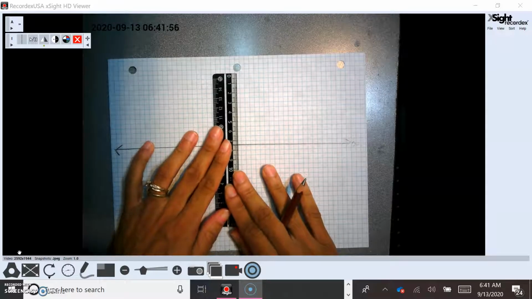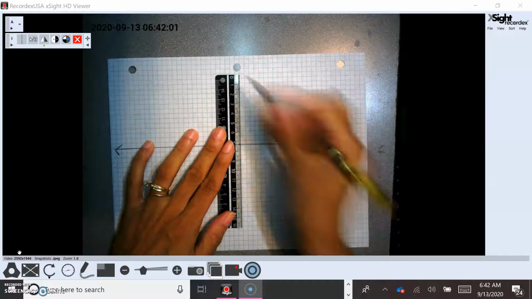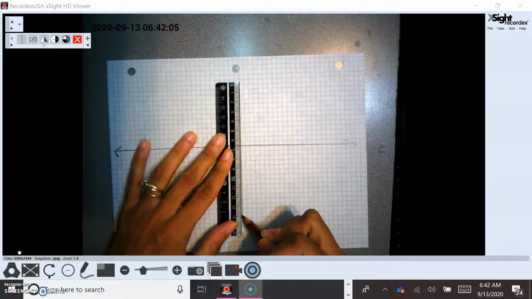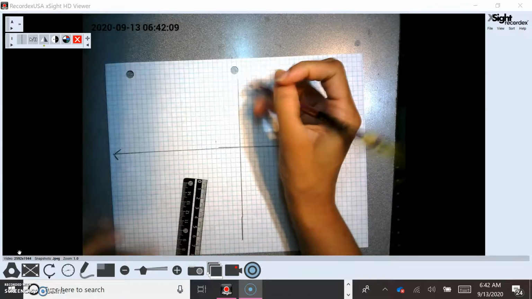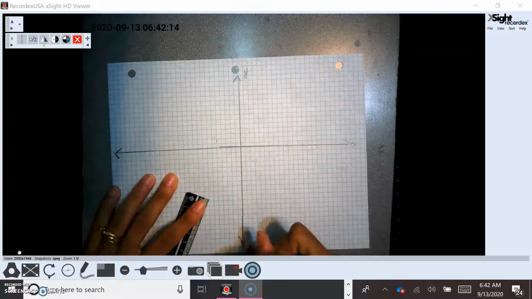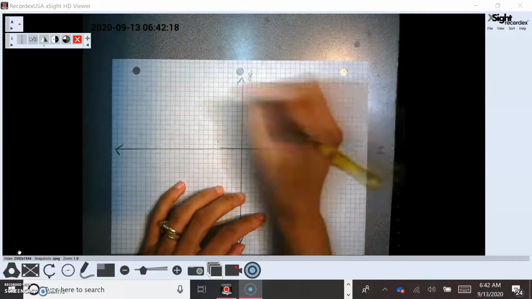And then I'm going to draw myself a y-axis. I'm going to label it Y. Draw my arrows. Alright. Next I'm going to label my quadrants.